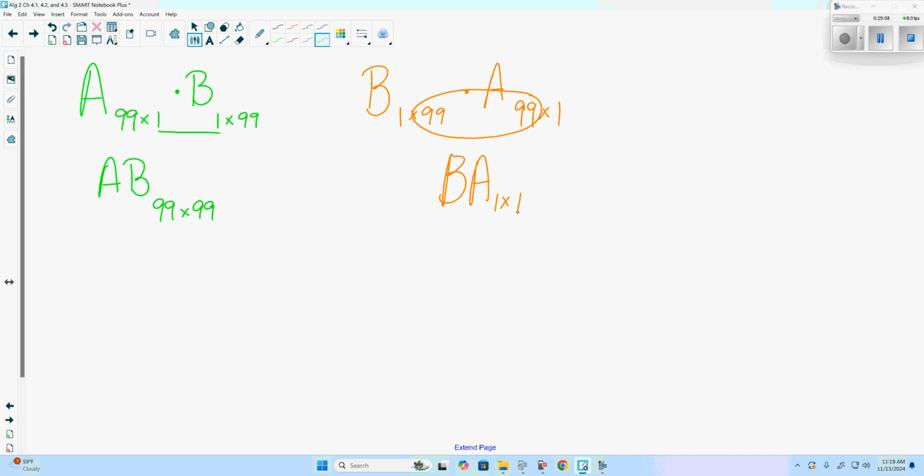So that means matrices are not closed under multiplication. A times B is not going to be the same as B times A. Order matters.